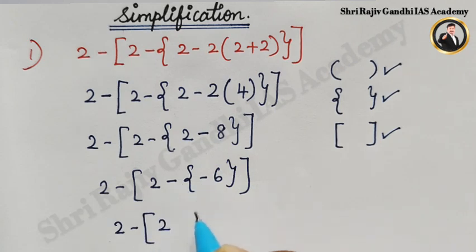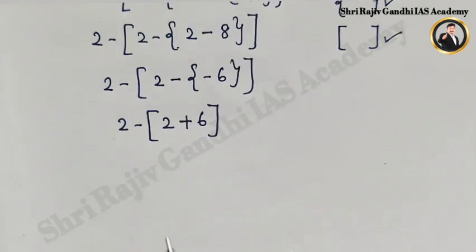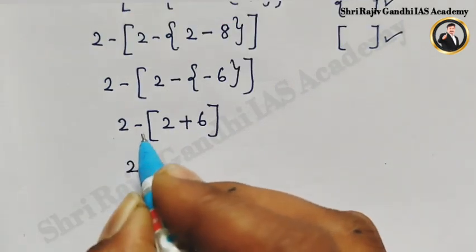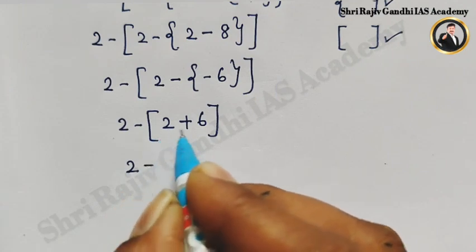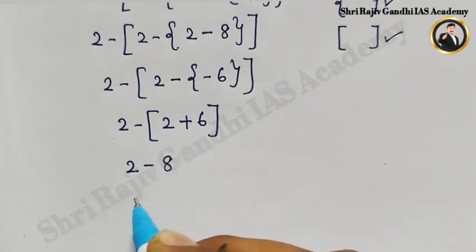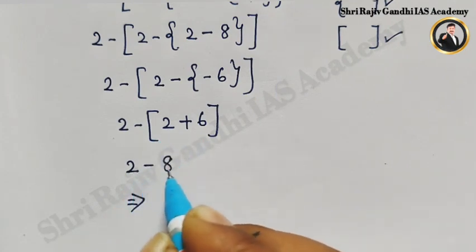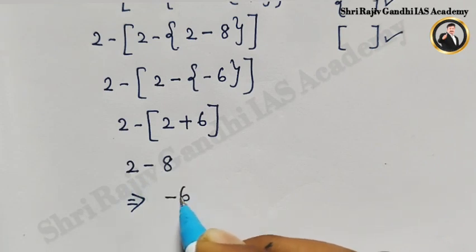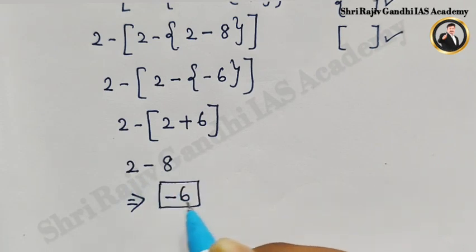Next step, we have to release this bracket. So what we have to do means 2 minus bracket of 2 plus minus into minus plus 6. Now we have to release the big bracket. So 2 minus 2 plus 6, that is minus 8. Finally 2 minus 8 is minus 6. So this is the correct answer here. So these are all the bracket sums.